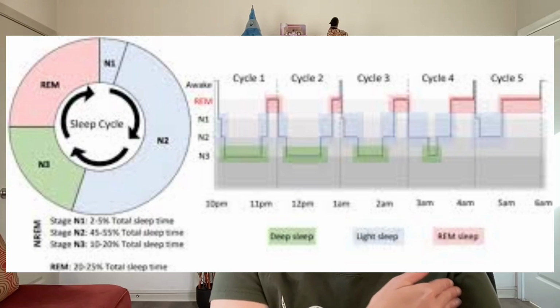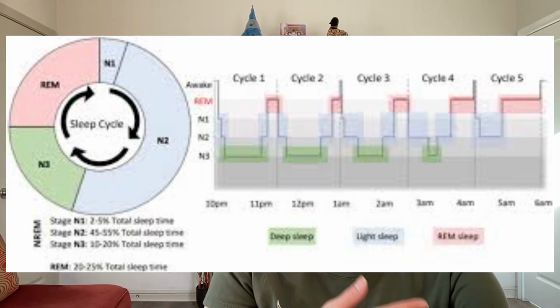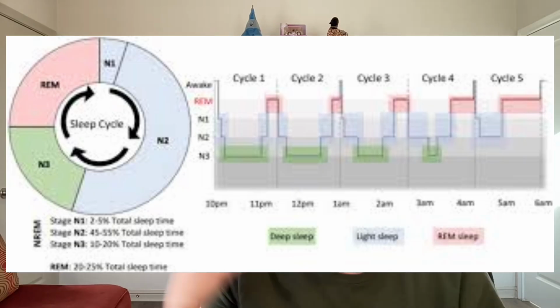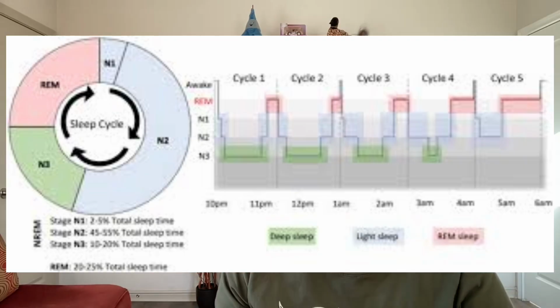So the person who is going through it, they have no memory of it. They have no idea what's going on. They are dead to the world of sleep, and they are not going to remember it the next day. That's N3. N3 is only 10 to 20% of your total night, typically.